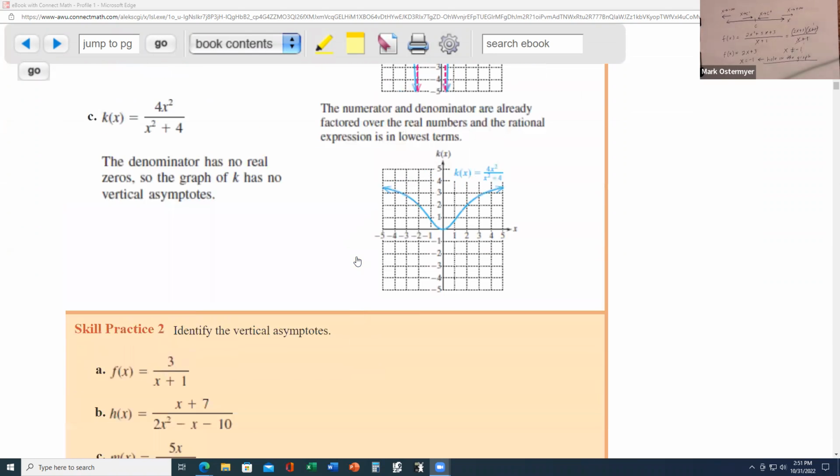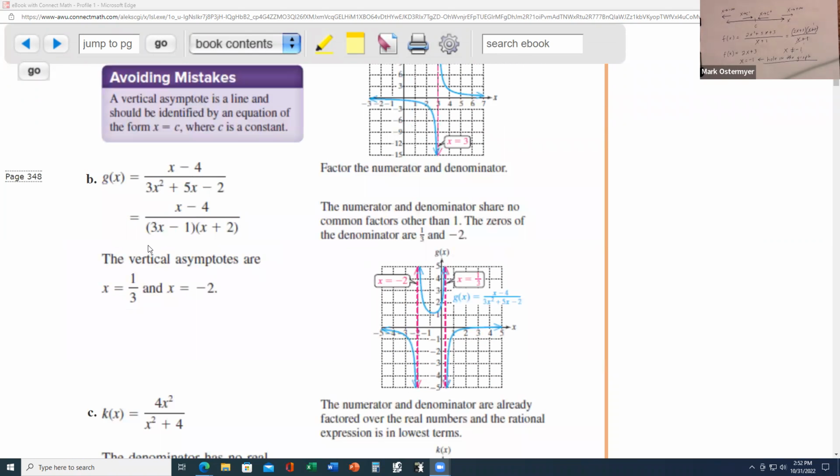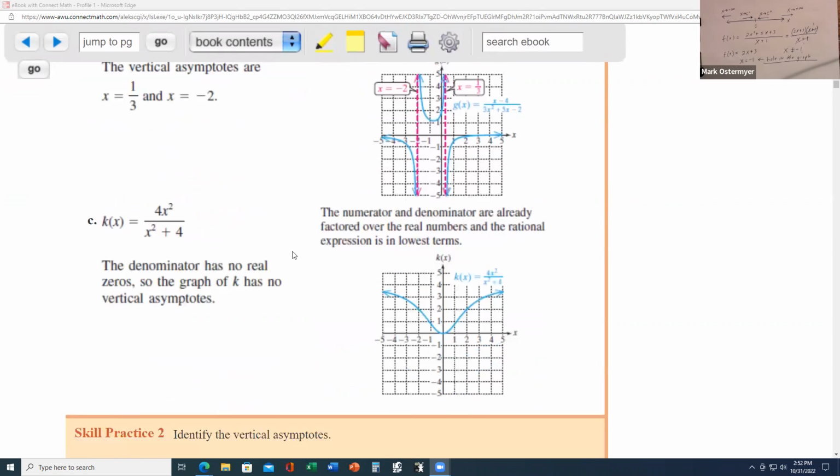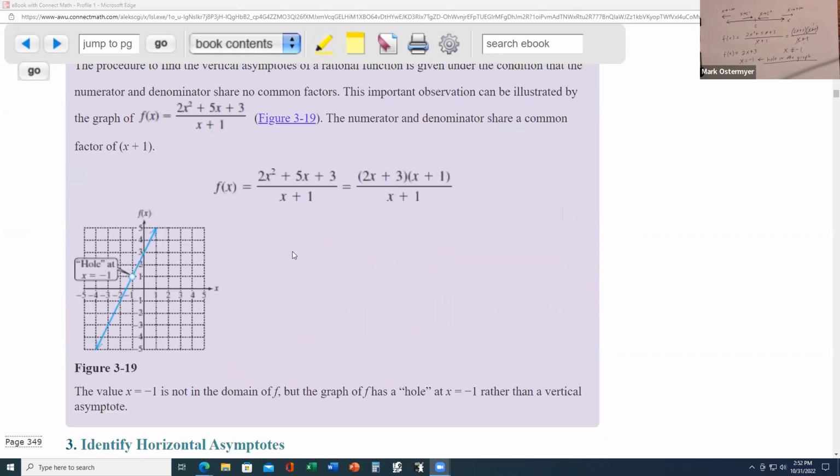If you come back up to this one right here, notice for this function g of x, we did have vertical asymptotes at 1/3 and -2. The reason is because none of these factors in the denominator cancel out with any of these factors in the numerator. We're stuck with these denominator factors, and because of that, you have vertical asymptotes there. But if you can ever cancel out any factor in the denominator with a factor in the numerator, then the vertical asymptote ceases to exist there, and you actually have instead a hole in the graph. Okay? So does that make sense? Any questions about that?